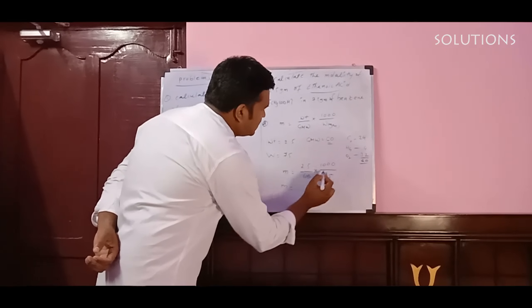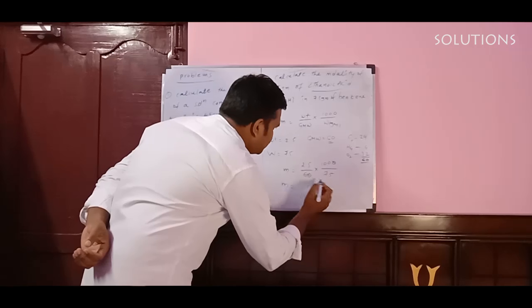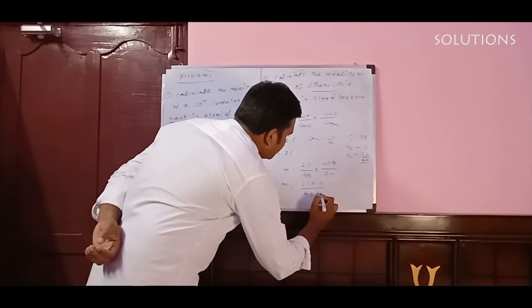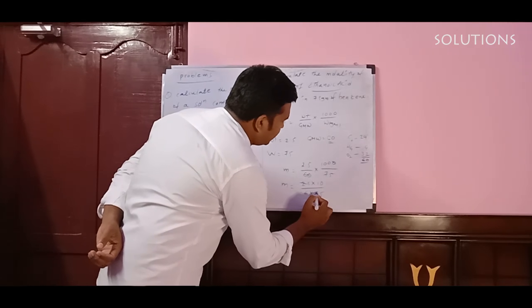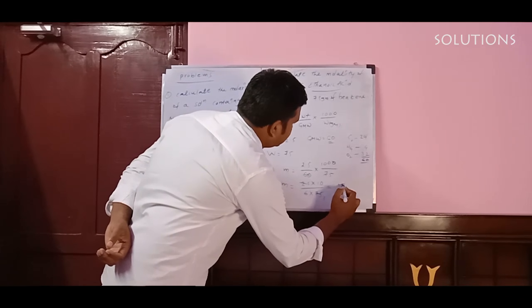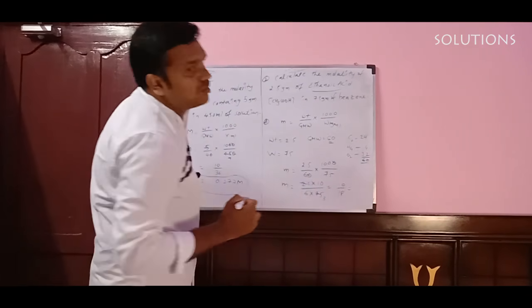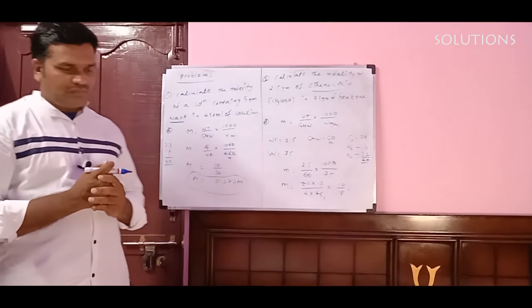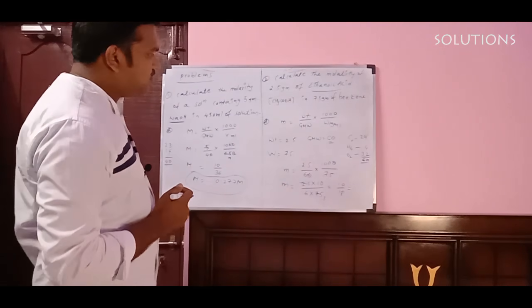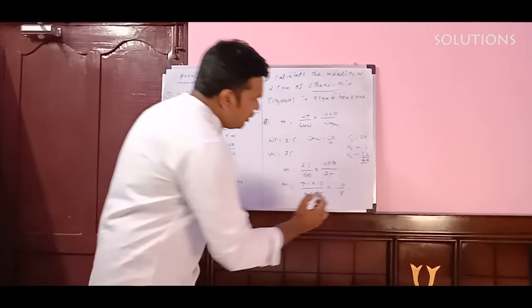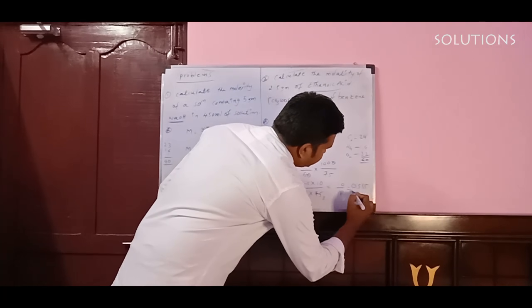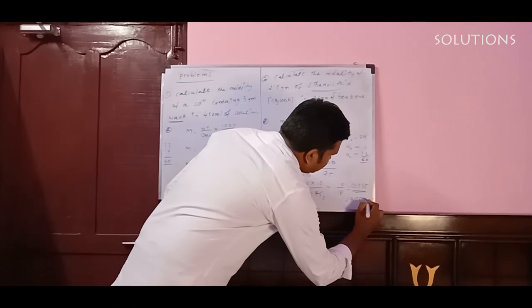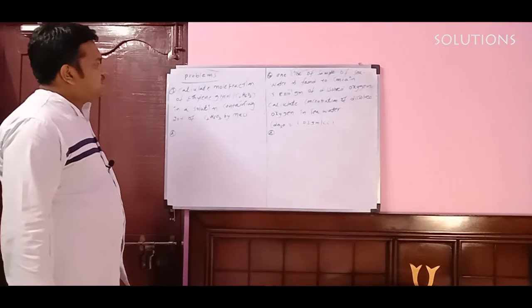Now we can do the calculation here. Molality m: we cancel 0 and 0 here. I can write 25 into 10 by 6 into 75. 25 cancels 3 times, so then you will get 10 by 18. What is the value of this 10 by 18? You will get 0.555. This is one. What can you write as the units here? 0.555 m.